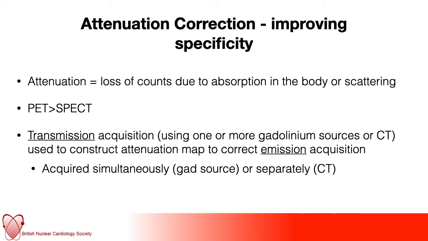So what we do here is we use a transmission acquisition, whereby you're either acquiring it simultaneously using an external gadolinium source, or separately by CT done soon after or soon before. And thereby this transmission acquisition is used to construct an attenuation map, and therefore you can use that to correct the emission acquisition. And this does improve your specificity, as I've already mentioned.